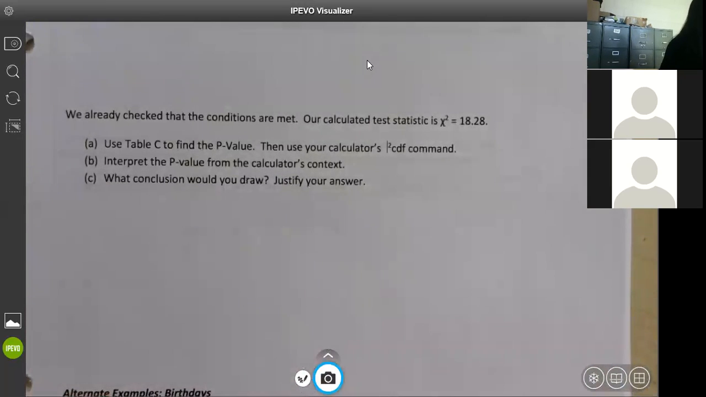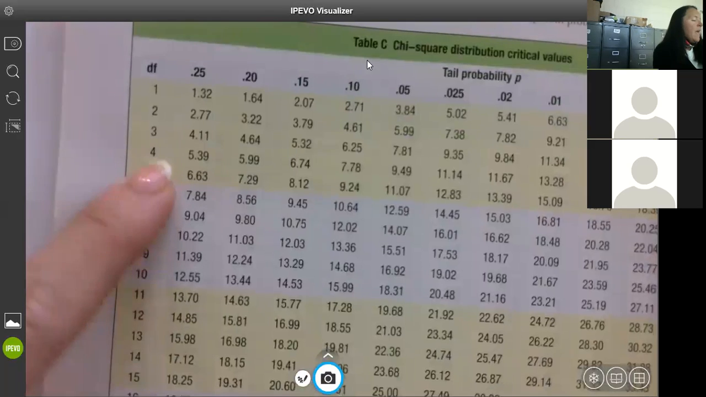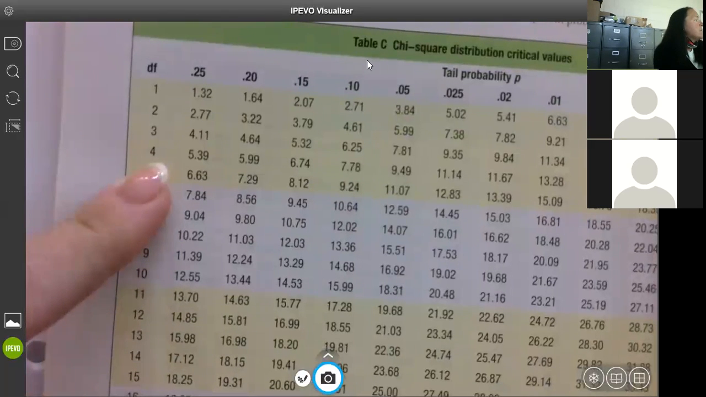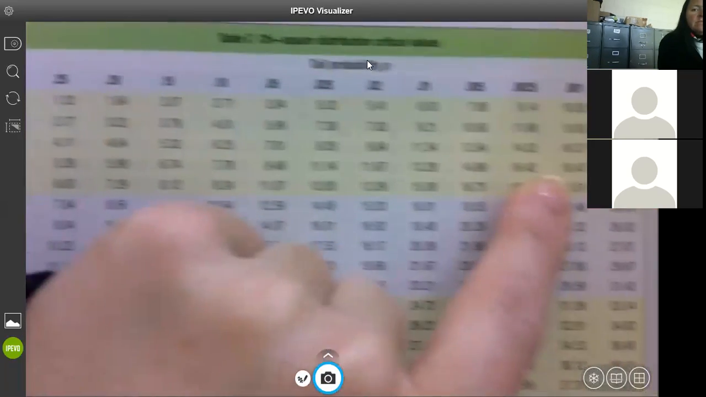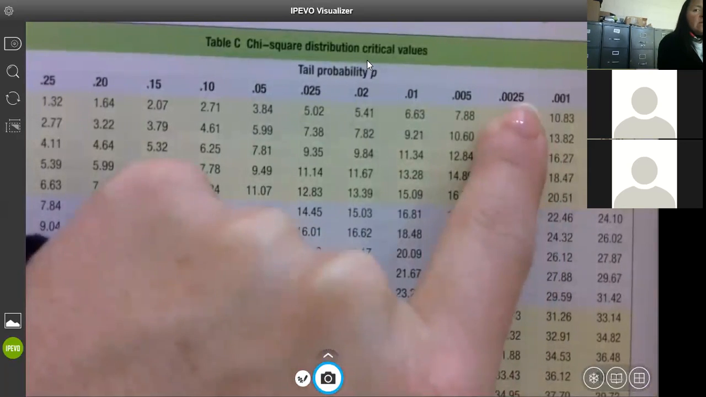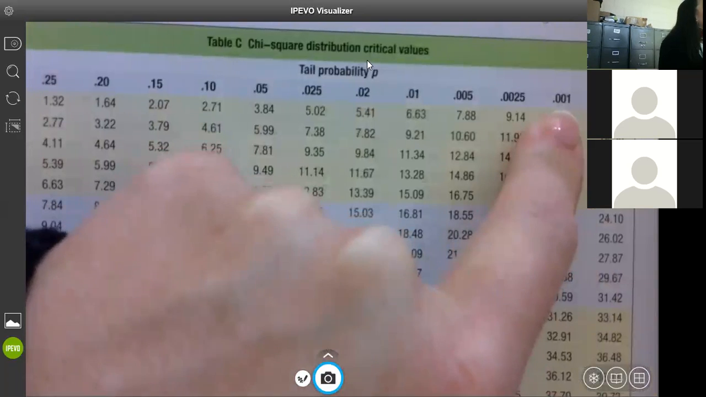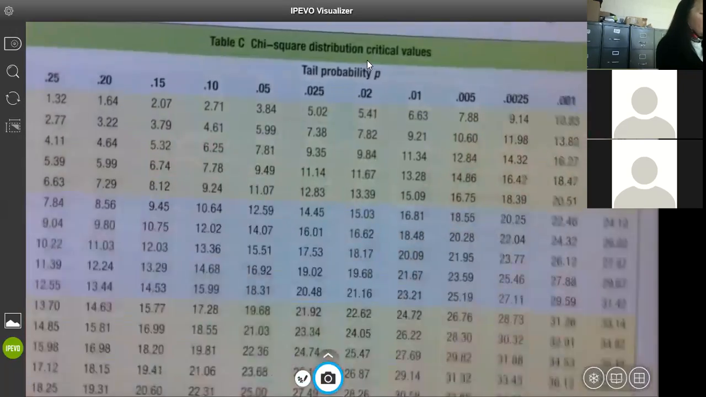Okay, so remember how we do that. When we look at table C, we first look for our degrees of freedom. So how many degrees of freedom do we have? 4. And then what was our statistic? So we look for 18.28, and it falls between this 16 and this 18, which is between 0.0025 and this is 0.001. That's it. So that's what you write, between 0.0025 and 0.001.